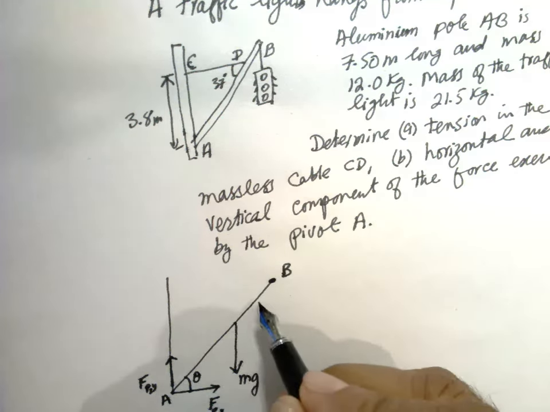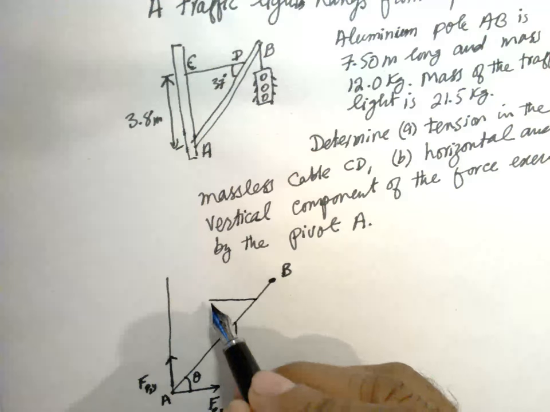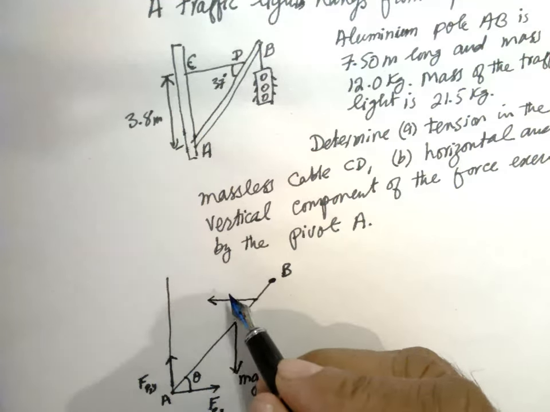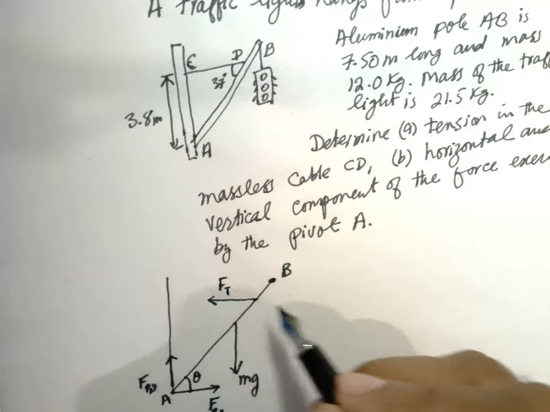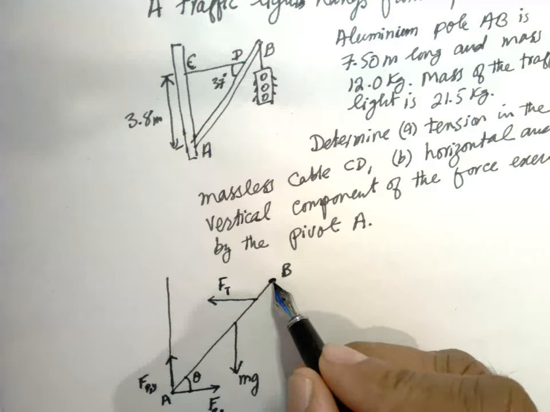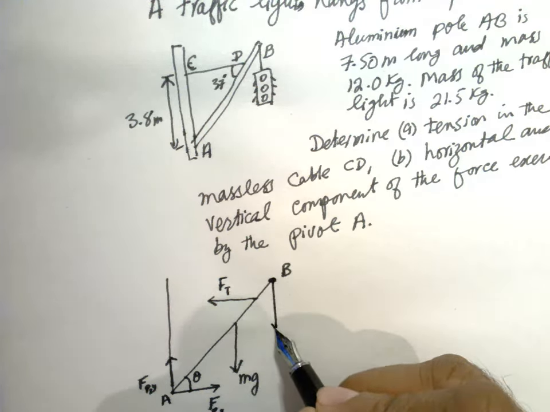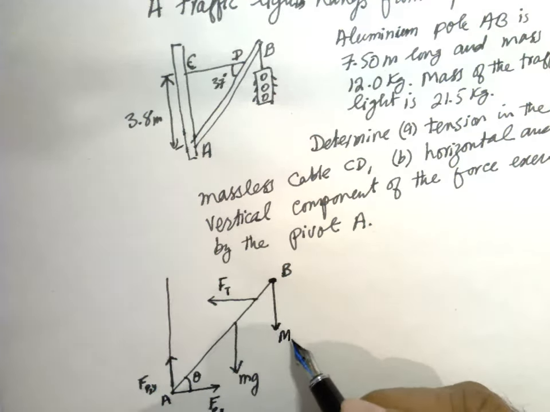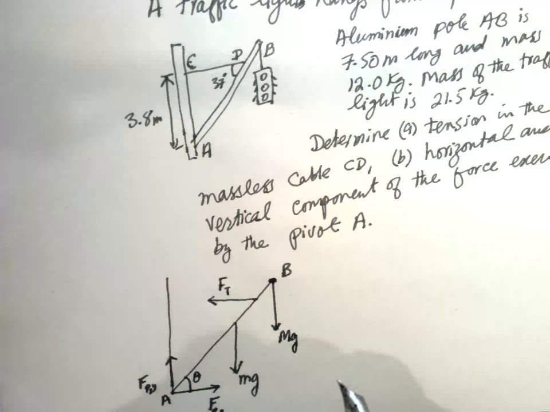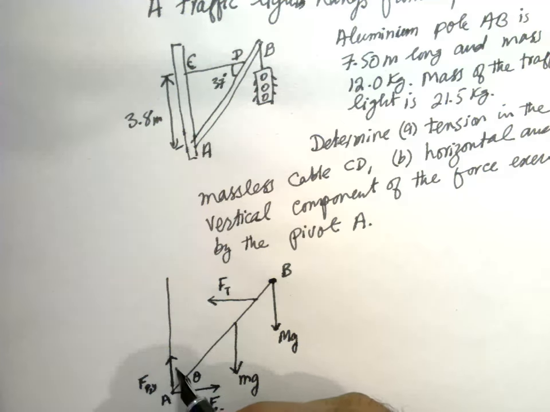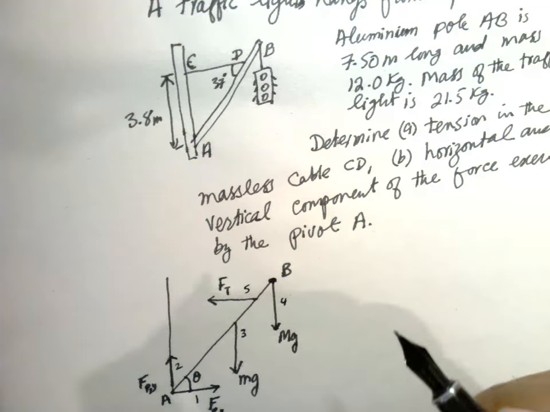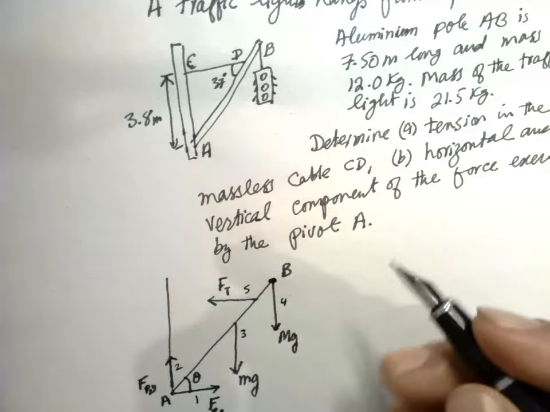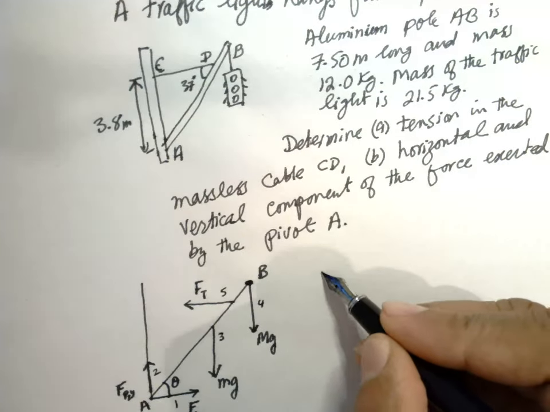And there is a cable, and this has a force, and it has a tension FT. And lights have at the hang at this one, so it has a mass which is capital MG. So there are 1, 2, 3, 4, and 5 forces. So the system, it is equilibrium.